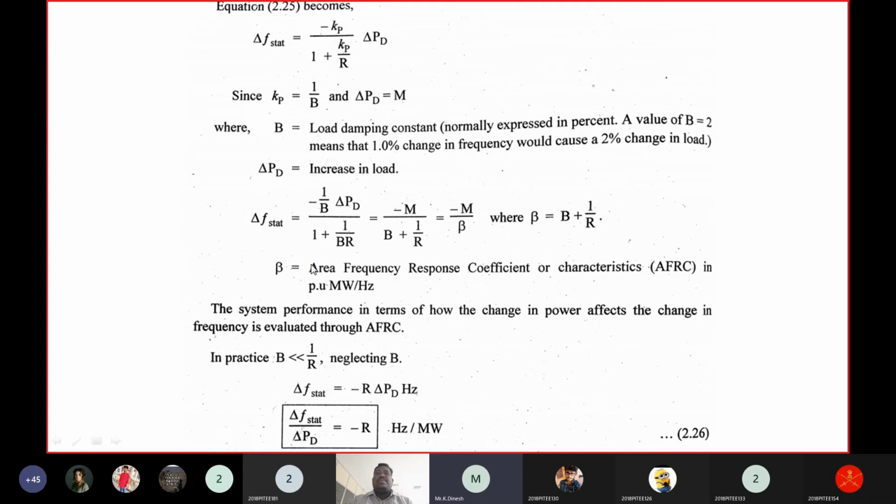So in practice, this B is also considerably negligible. So B is far less than 1 by R, so neglecting B, del F stat equals minus R del PD. So what is the overall response? Del F by del PD equals minus R hertz per megawatt. So this is my final response for the uncontrolled case.